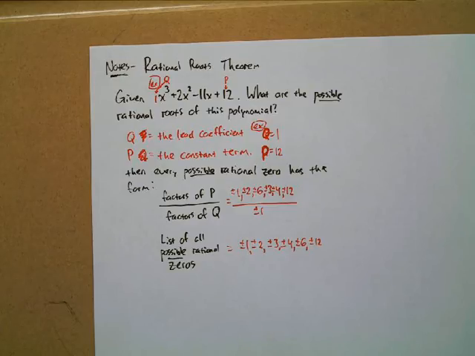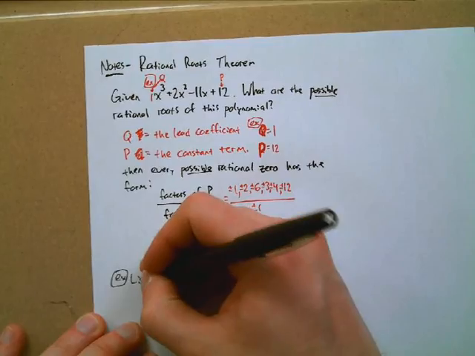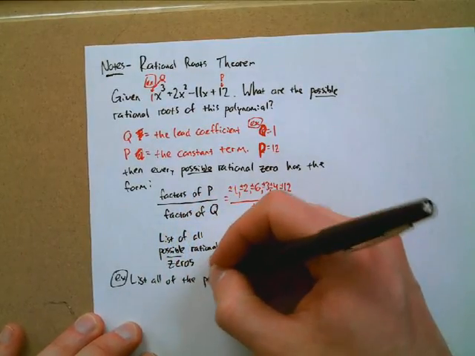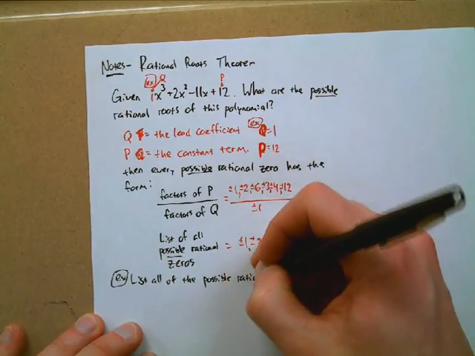So let's try another one here. Okay, let's try another one. So again, let's do another example. And again, let's list all of the possible rational roots of this one.